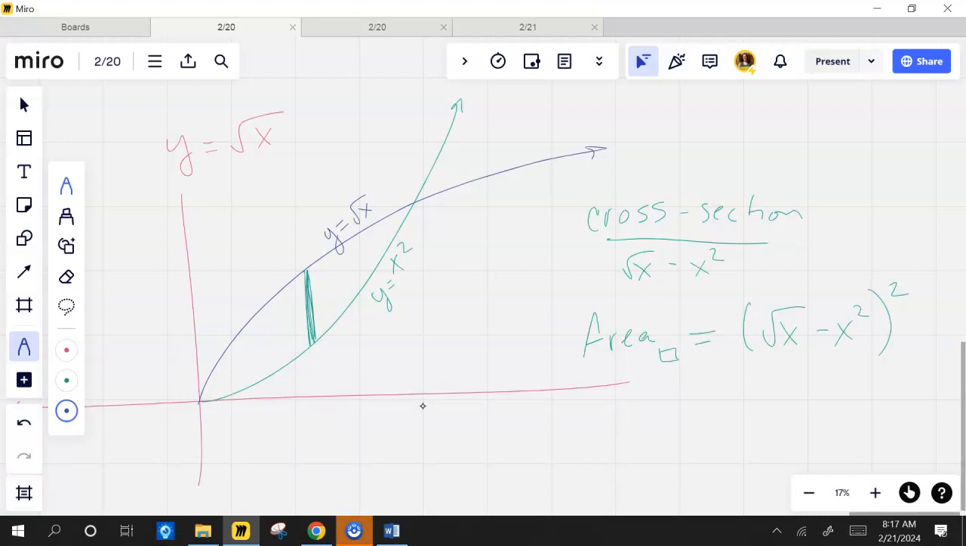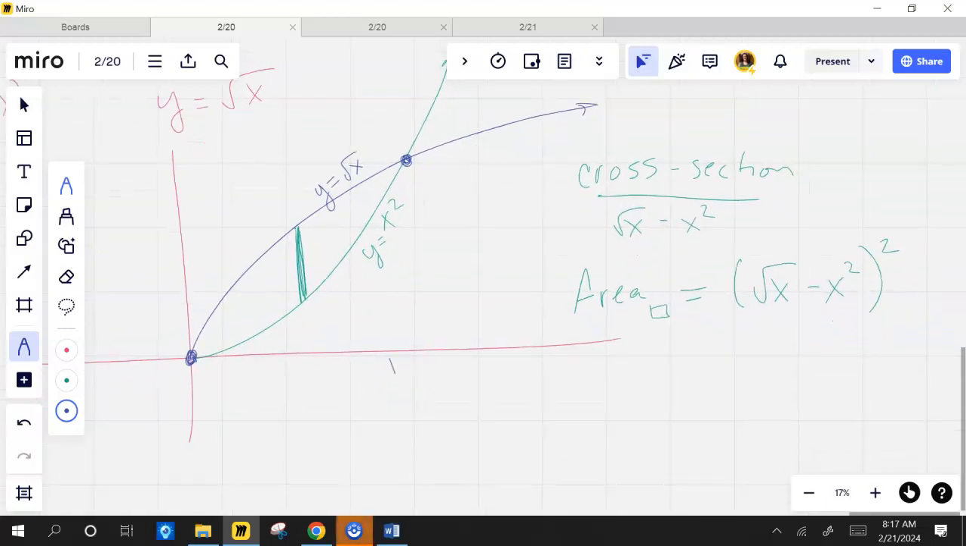All right, so integrating, I know I'm going from 0. I know they share this point 0, but I need to know this point of intersection because that's going to be my upper bound, right? So I'm going from 0 to what? What is this point? 1, 1. Yes?